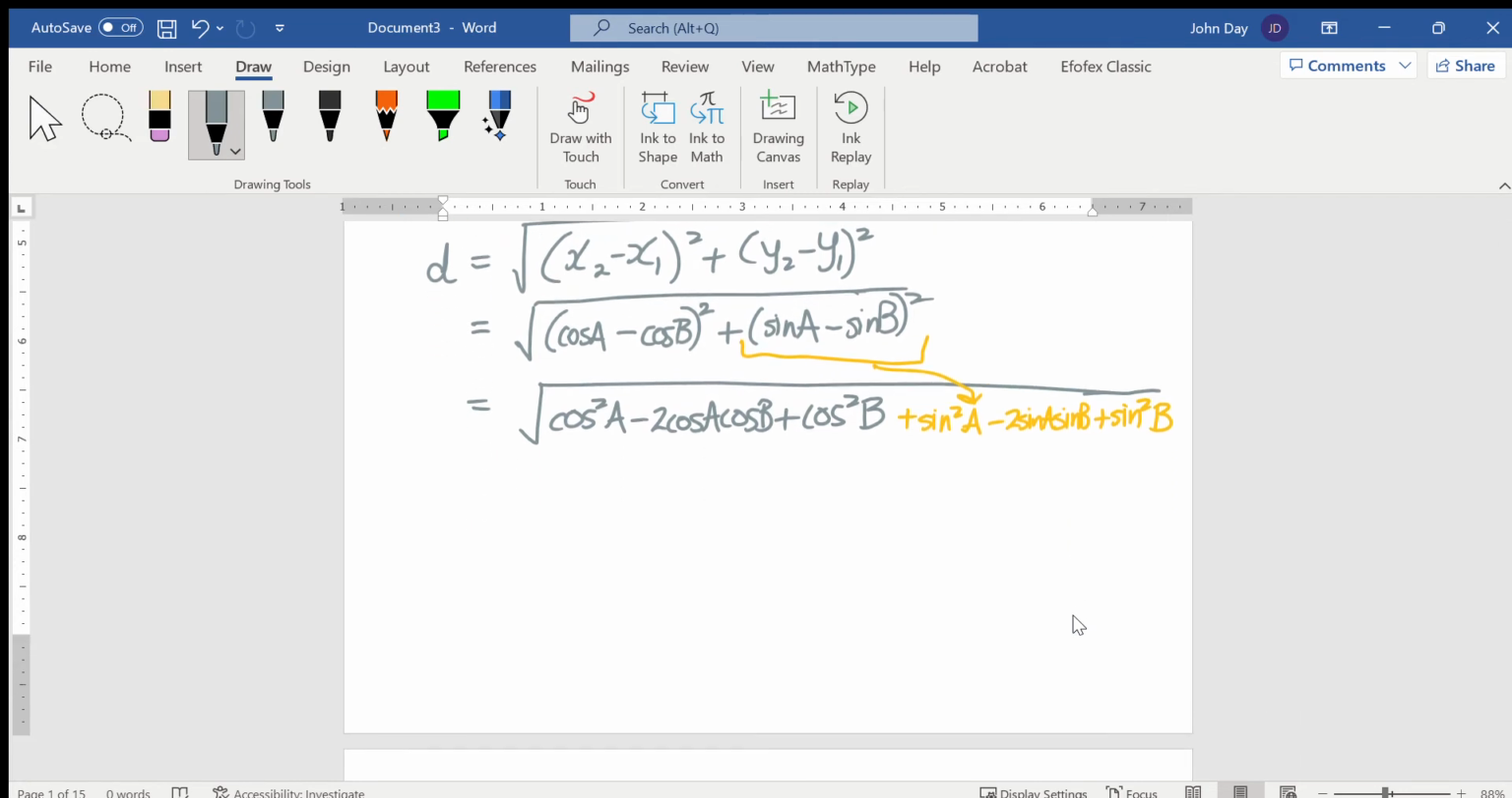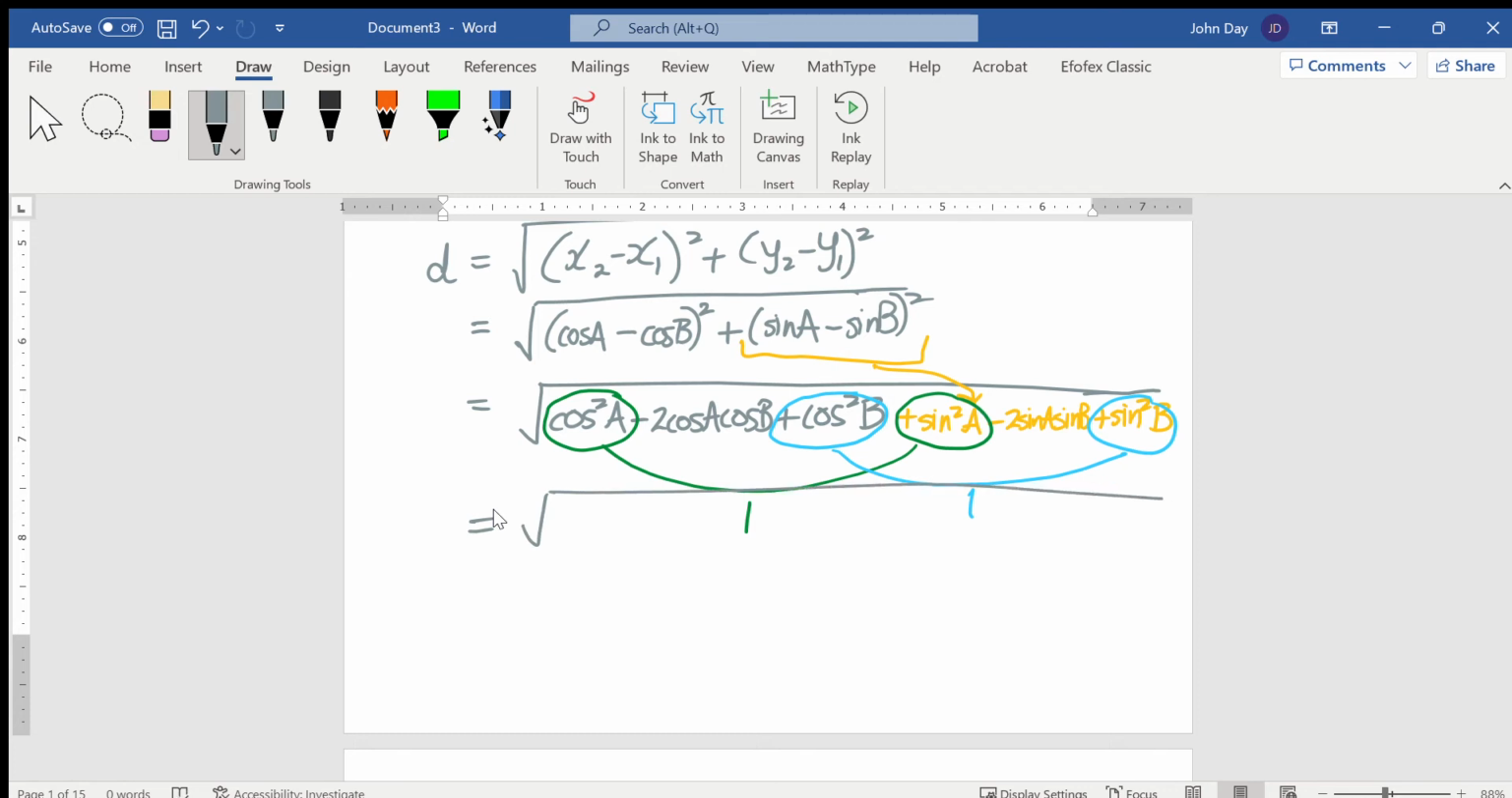I can simplify that because look at the cos squared A plus sine squared A. They go together, and we know that identity: cos squared A plus sine squared A is 1. And we see that appear here as well: cos squared B and sine squared B equals 1. So when I do this simplification, I get the square root of minus 2 cos A cos B plus 1 minus 2 sine A sine B plus 1.